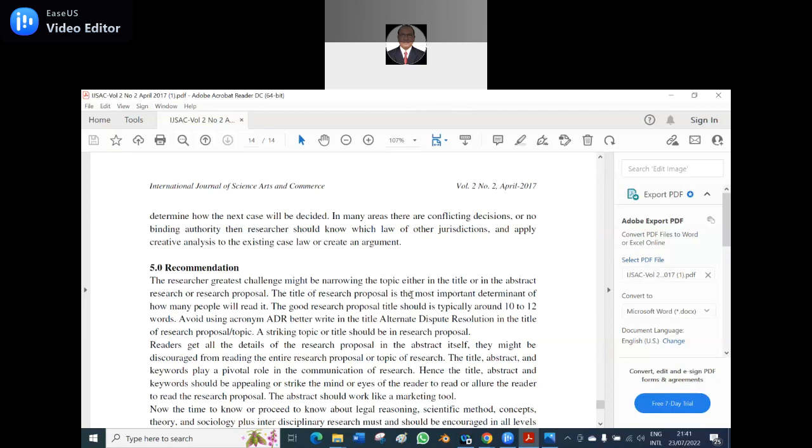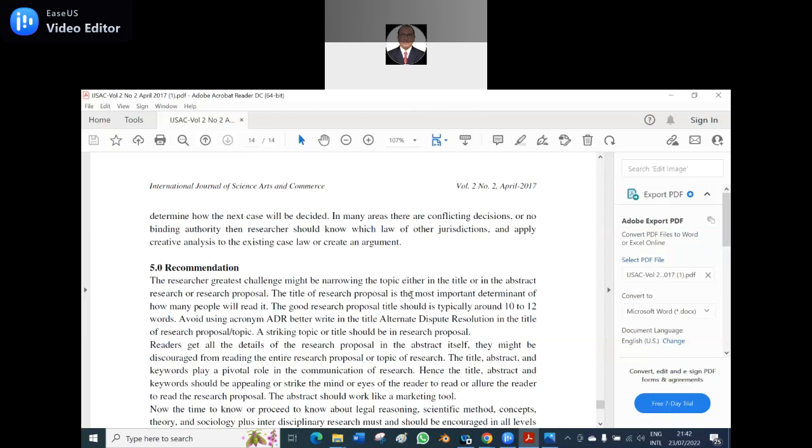The researcher's greatest challenge might be narrowing the topic, either in the title or in the abstract of the research proposal. The title of the research proposal is the most important in determining how many people will read it. A good research proposal title should typically be around 10 to 12 words. Note the point: you should not exceed 10 to 12 words for the title of the research. You cannot write a paragraph, not even 3 lines. At the most one line to 1.5 lines, which comes to 10 to 12 words.